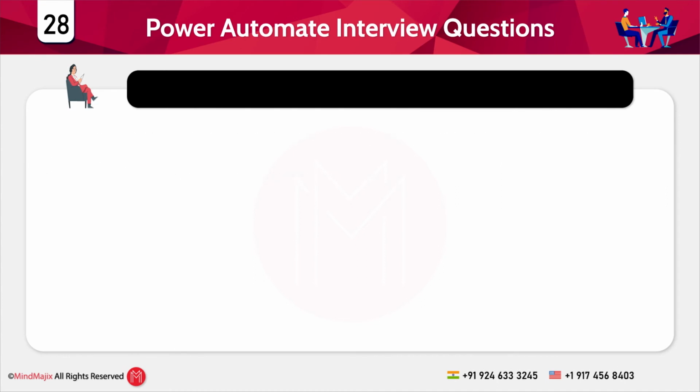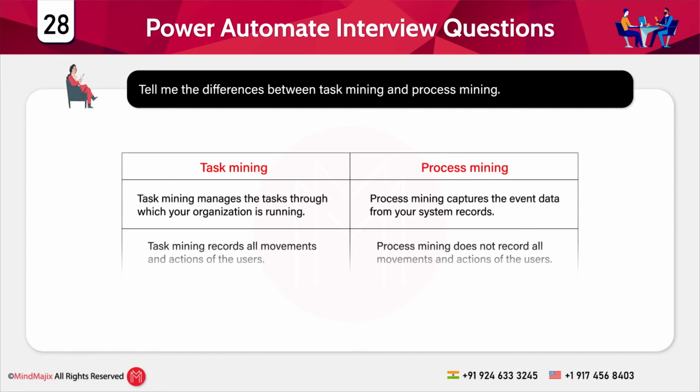The next question is, tell me the differences between task mining and process mining. As you can see on the screen, these are the key differences between task mining and process mining. The first point over here is task mining manages the tasks through which your organization is running. And in case of process mining, it captures the event data from your system records. The second point is task mining records all the movements and actions of the users, whereas process mining does not record all the movements and actions of the users.